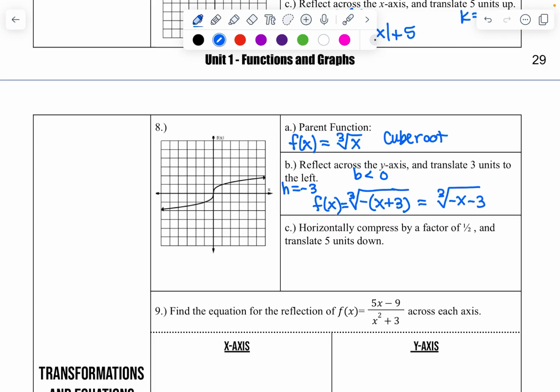All right, letter C, horizontally compressed by a factor of 1/2 means that your b value is actually going to be 2, because remember it's the reciprocal of the stretch or compression, and then translate 5 units down means k is negative 5. So for our function, we would need the cube root of 2 times x, and then outside of that is the minus 5.